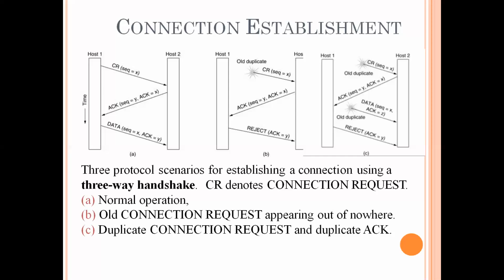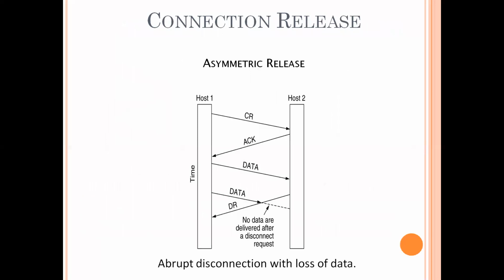Next, in the last figure, the other intermediate duplicate connection request is received by host 2. Then it sends the acknowledgement with the new sequence and the acknowledgement of X. Then host 1 knows that it didn't send any connection request or any data to host 2. That's why it rejects the acknowledgement.